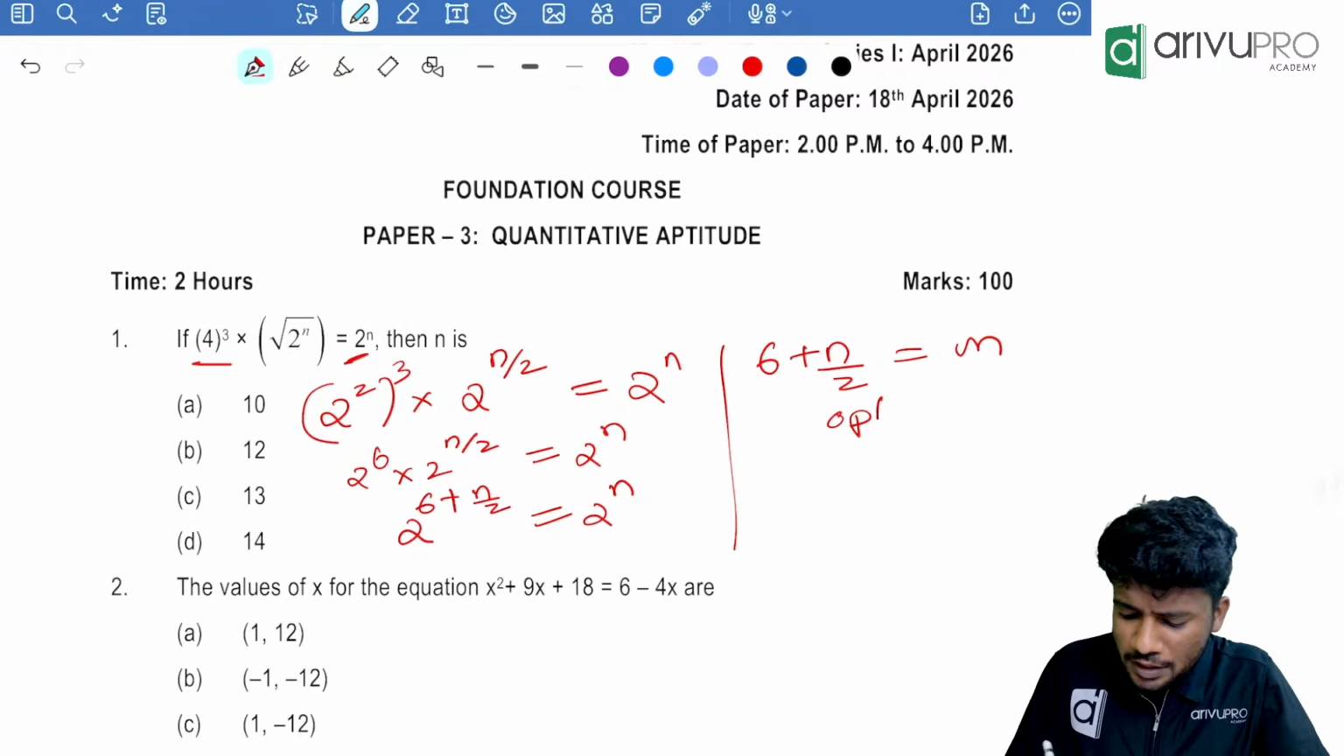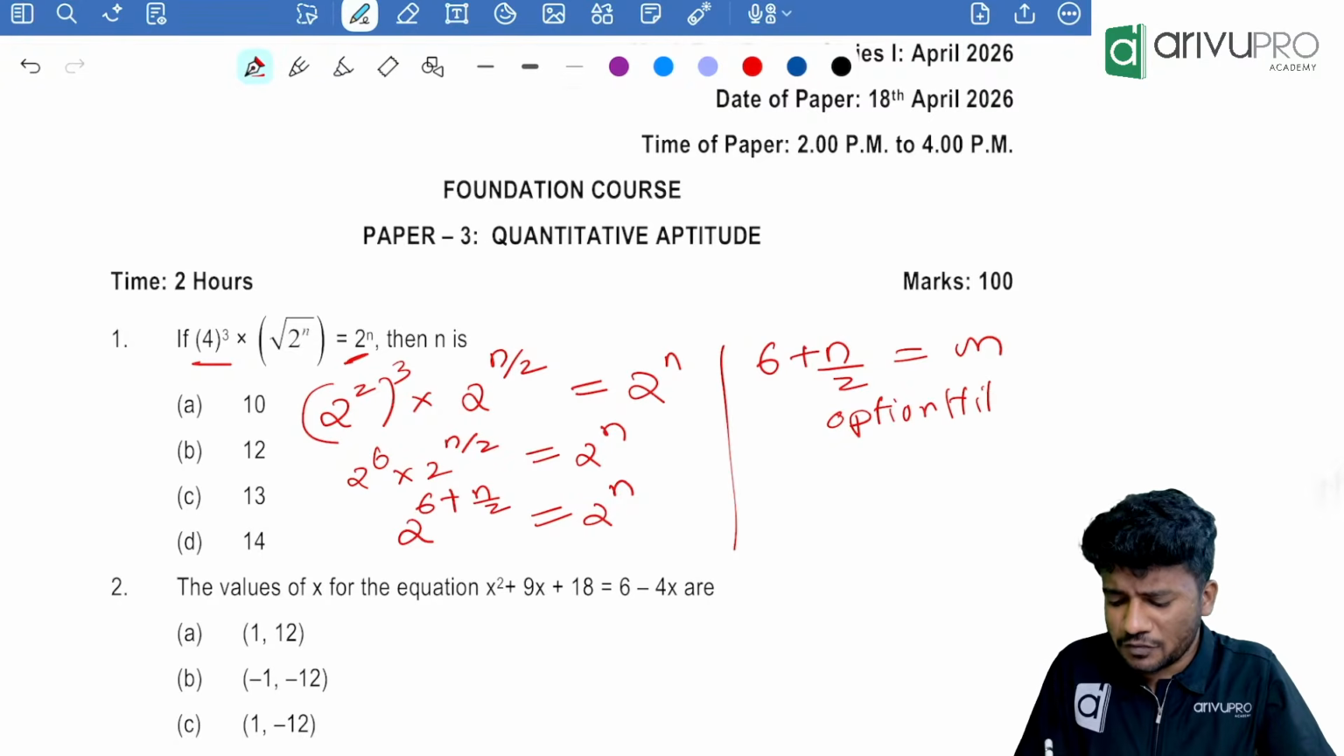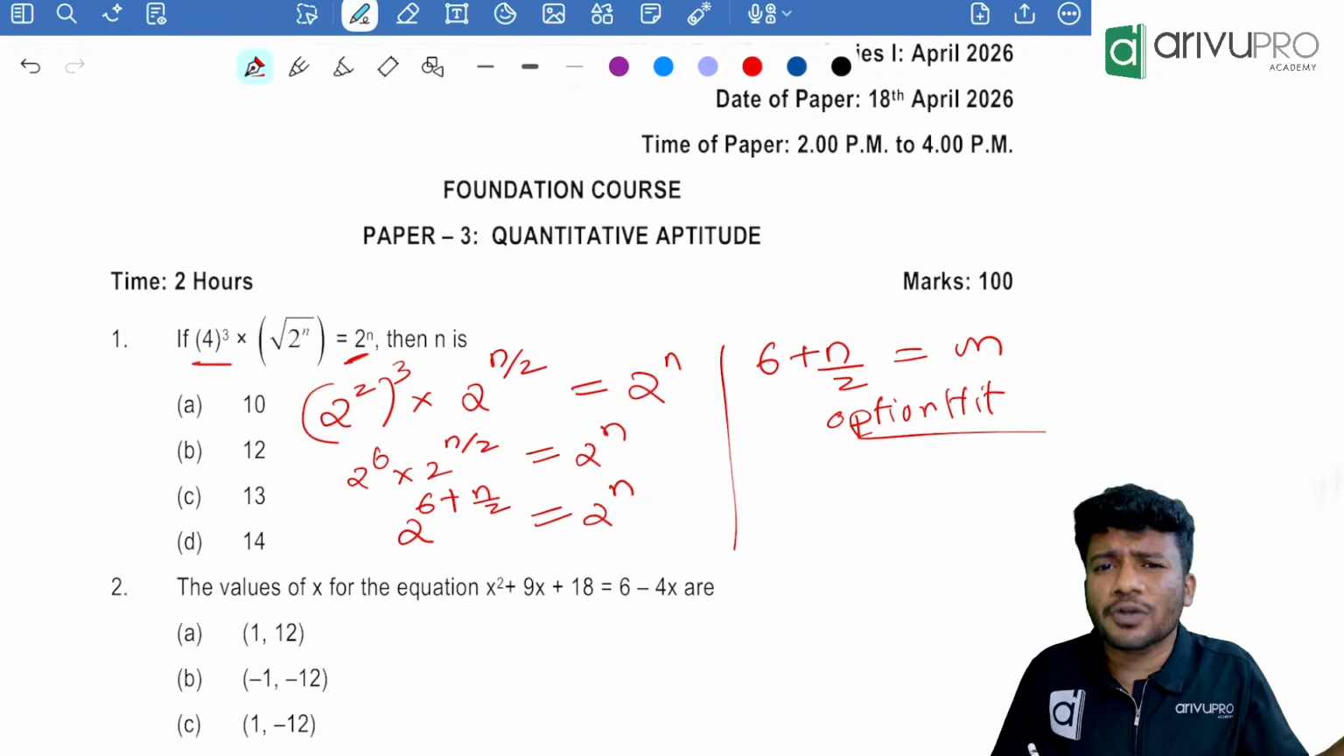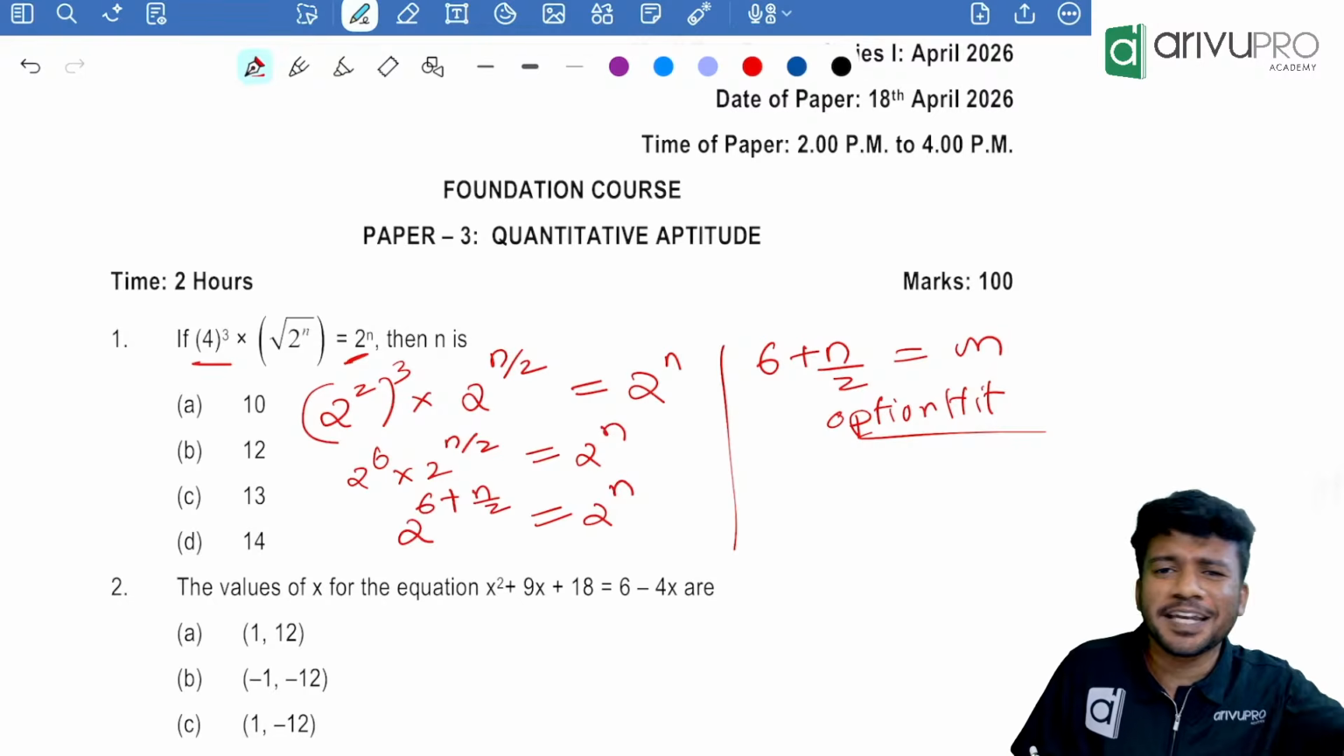Now you can option hit. Actually, you should have option hit from the first step itself. You could have done it using your calculator. That would have been possible.